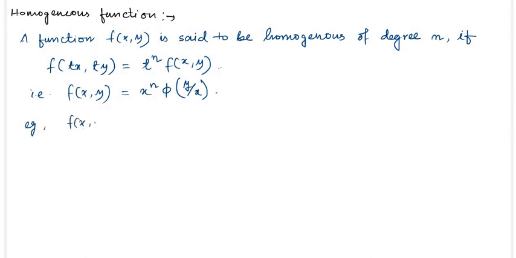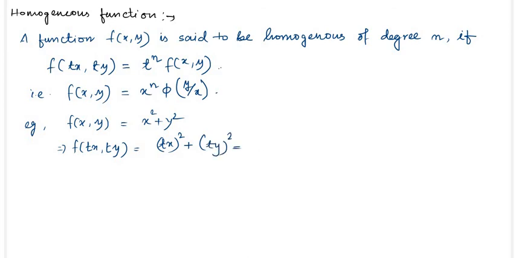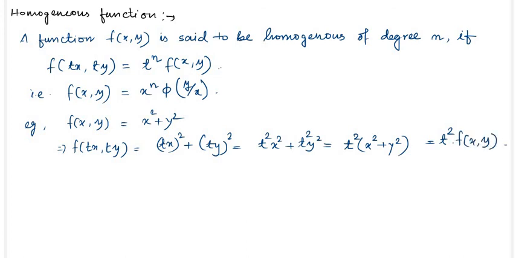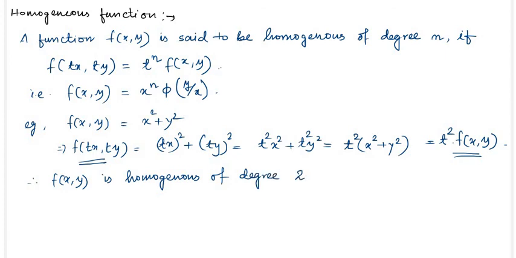For example, say f(x,y) is equal to x square plus y square. So find f(tx, ty). This will be t square x square plus t square y square, which is equal to t square into x square plus y square, which is t square into f(x,y). So we can say that f(x,y) is homogeneous of degree 2.